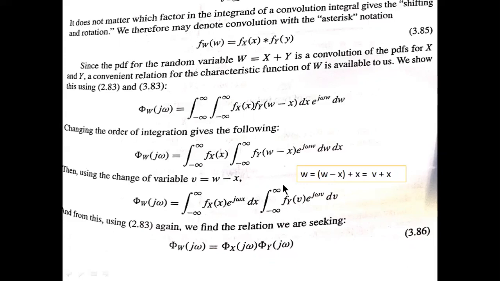So from this, you can clearly make out that it is just multiplication of the one-dimensional characteristic equations. It just means that the convolution in this statement will give you, in the characteristic equation, the multiplication. The convolution of two independent variables will correspond to f_W(w), whereas the characteristic function of W will just be the multiplication of the individual characteristic functions of X and Y.